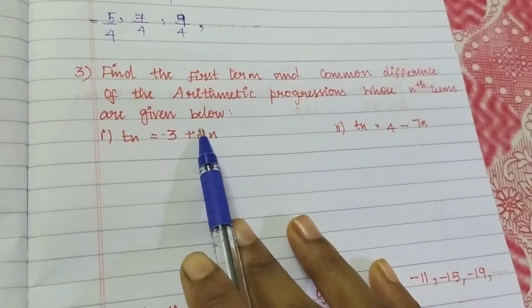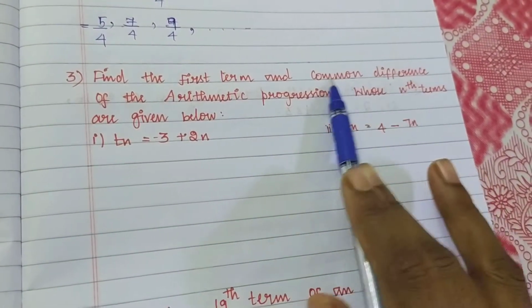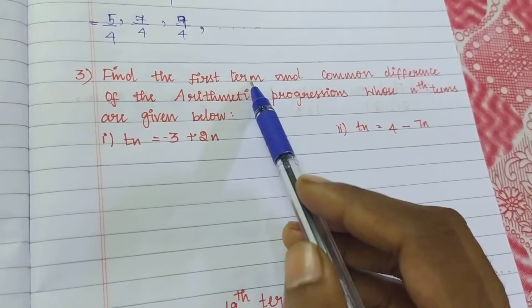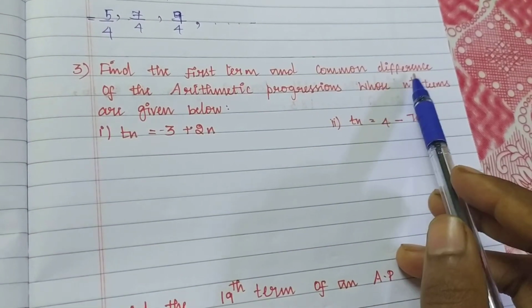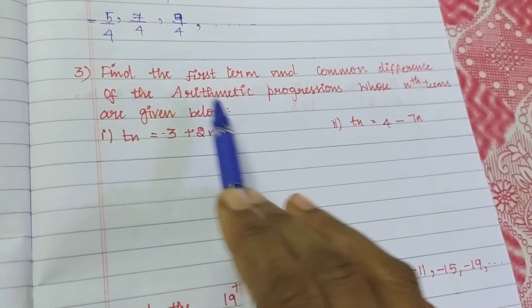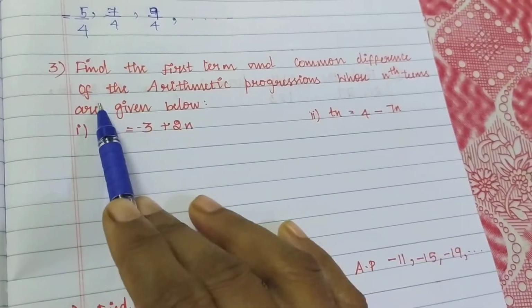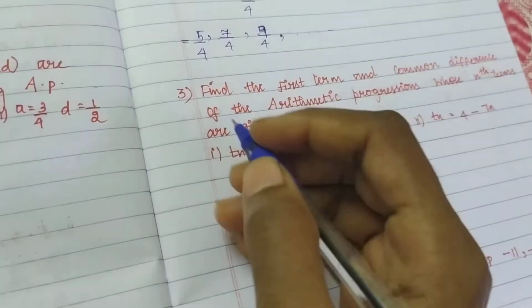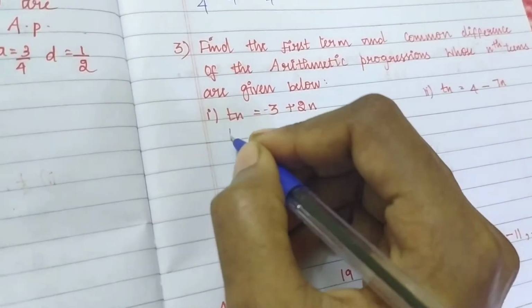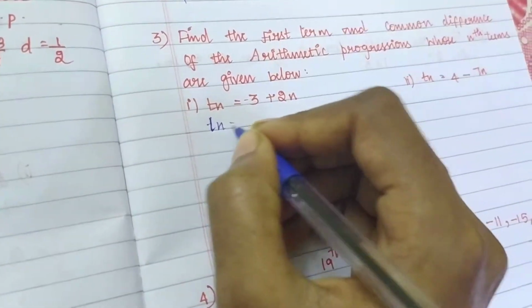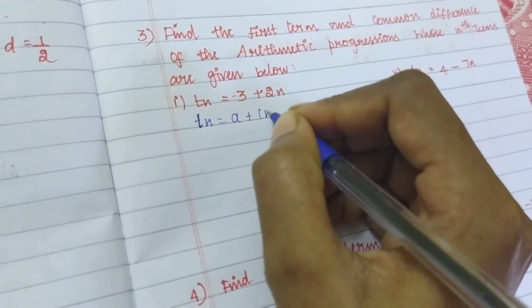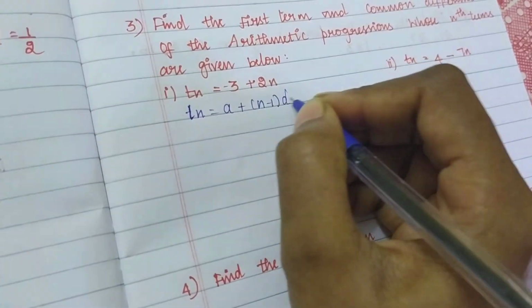Now we are going to see the third sum. Find the first term and the common difference. First term means you are going to find A, and D is the common difference of the arithmetic progression whose nth term is given below. So what they mention, the Tn formula. We already know the Tn formula: Tn equals A plus (n minus 1) into D.